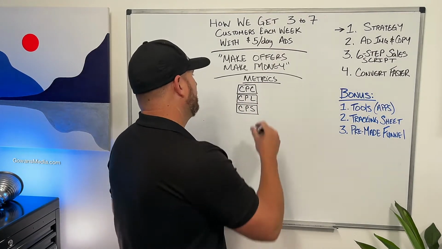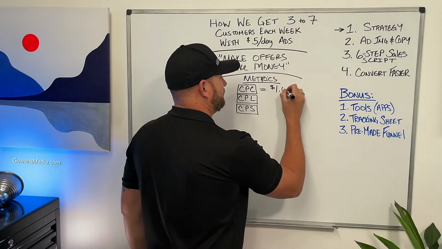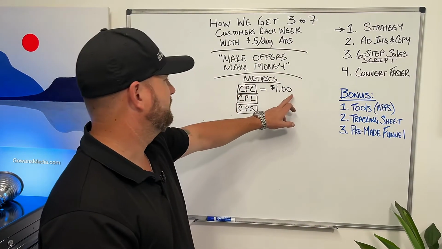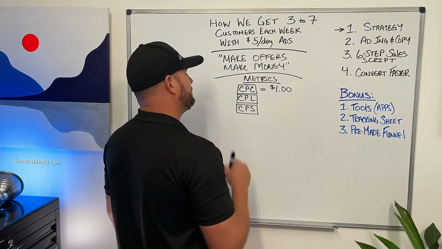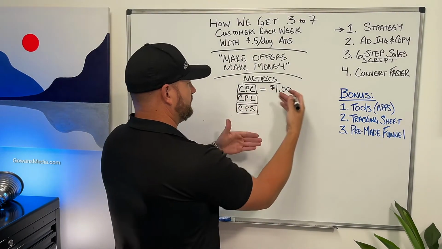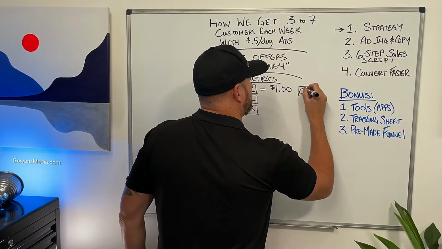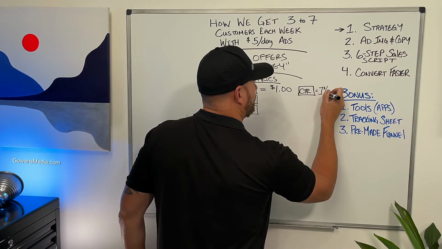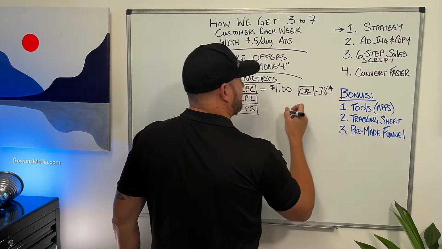Okay, well, let's say our cost per click, for instance, is $1. So every time somebody clicks on our ad, it costs us $1. So our cost per click would be $1. Another metric that is going to adjust your cost per click is your click-through rate, okay? You would want that to be around 1% or higher. Anything above 1% is pretty good.